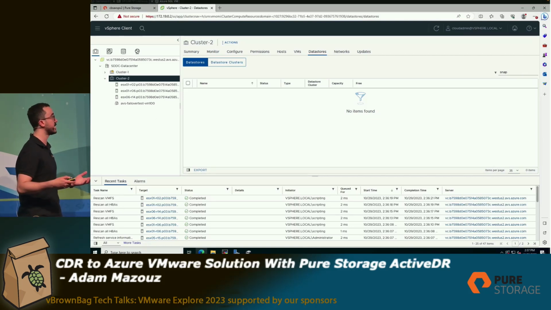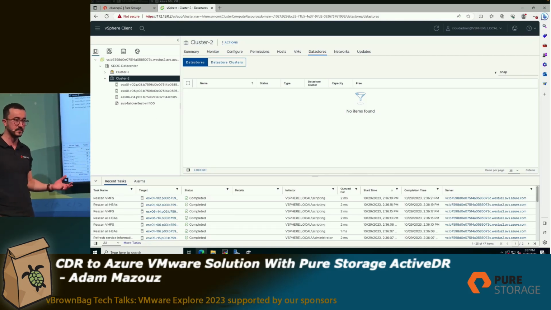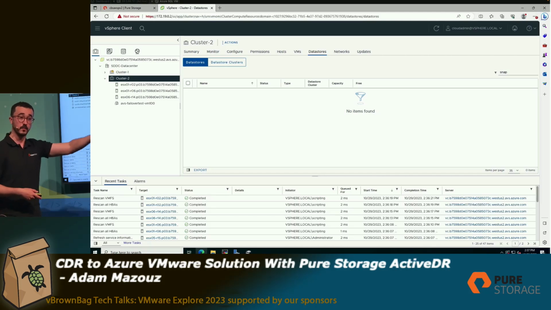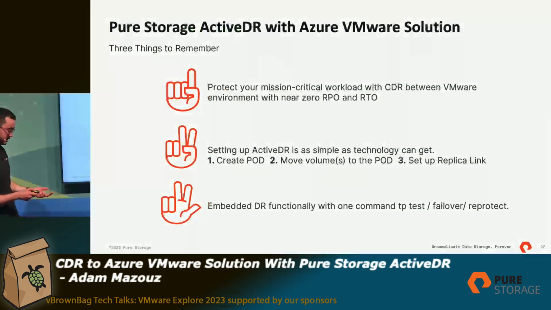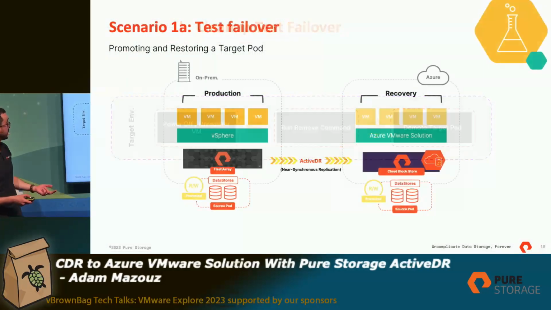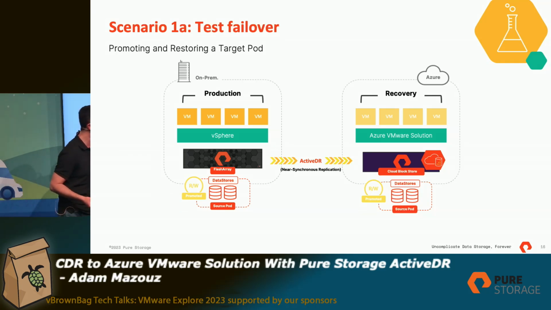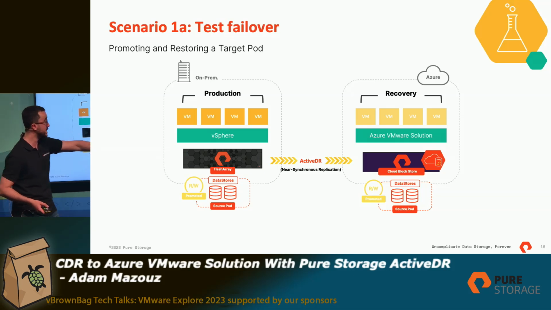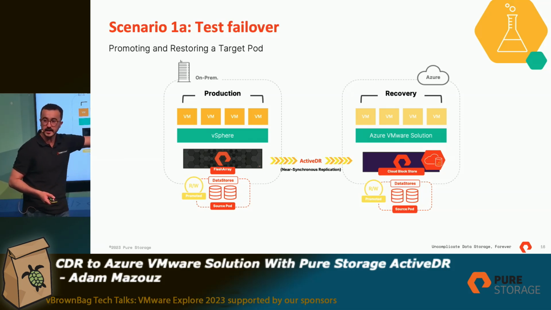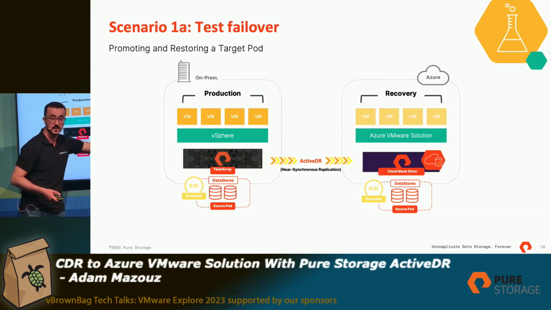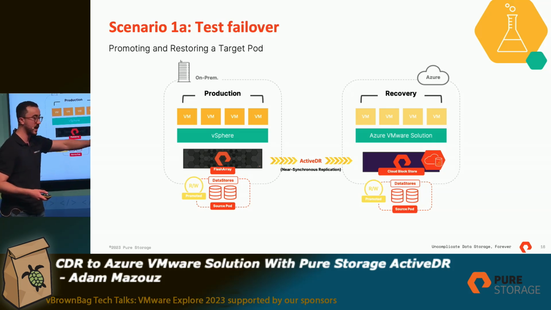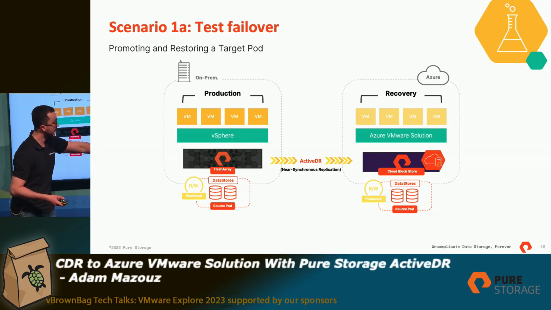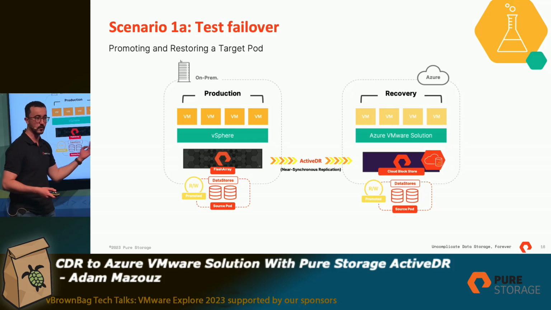This is just to make sure that ActiveDR has all of these functions embedded in how it works, right? So you can test the failover by promoting one side only. Let me just go back for a second here. You can test the failover by only promoting one side without affecting the source. If you do that, the source keeps sending the data, right? Once you demote this, the replication direction is going to continue, and it's going to bring up the latest data from the source.